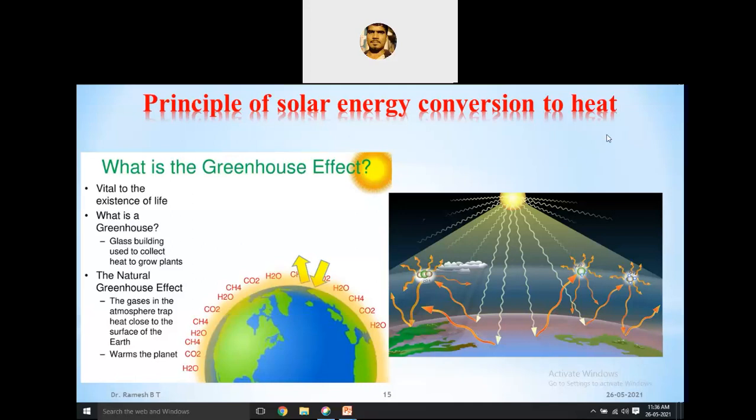So our planet is warmer, not colder. If the temperature is warmer, then living activities take place. If it is cold, there are almost no activities. You just observe the north and south pole. Human beings and most animals cannot survive in the north and south pole because the temperature is very low.